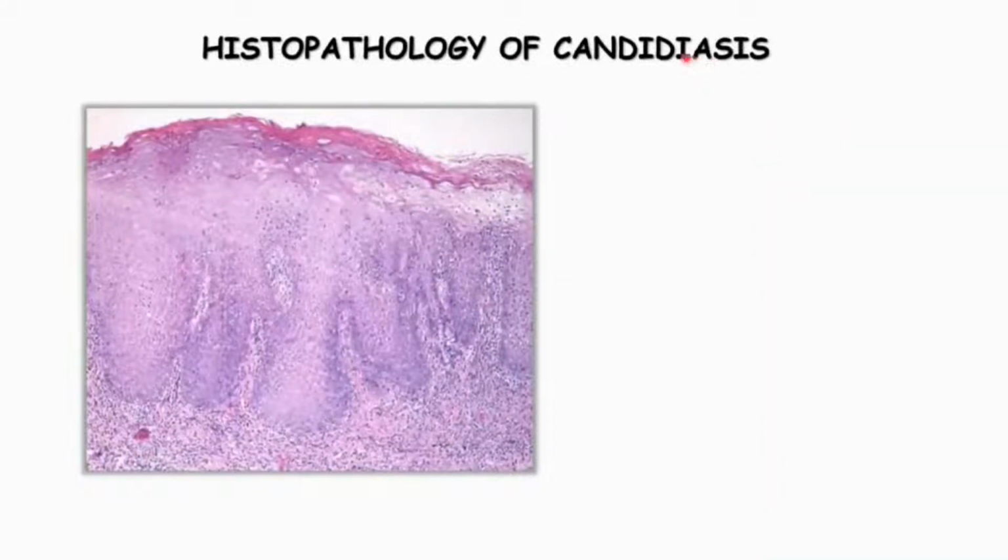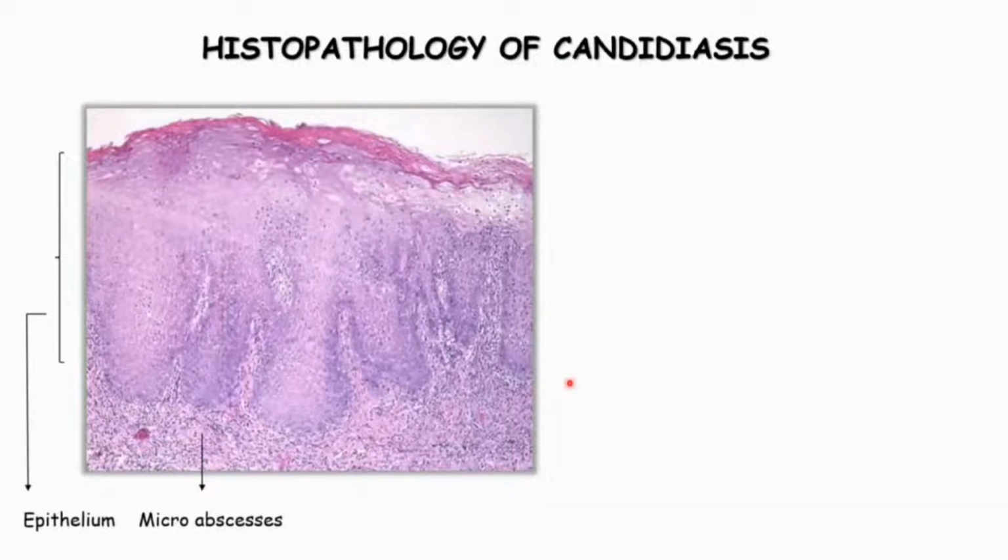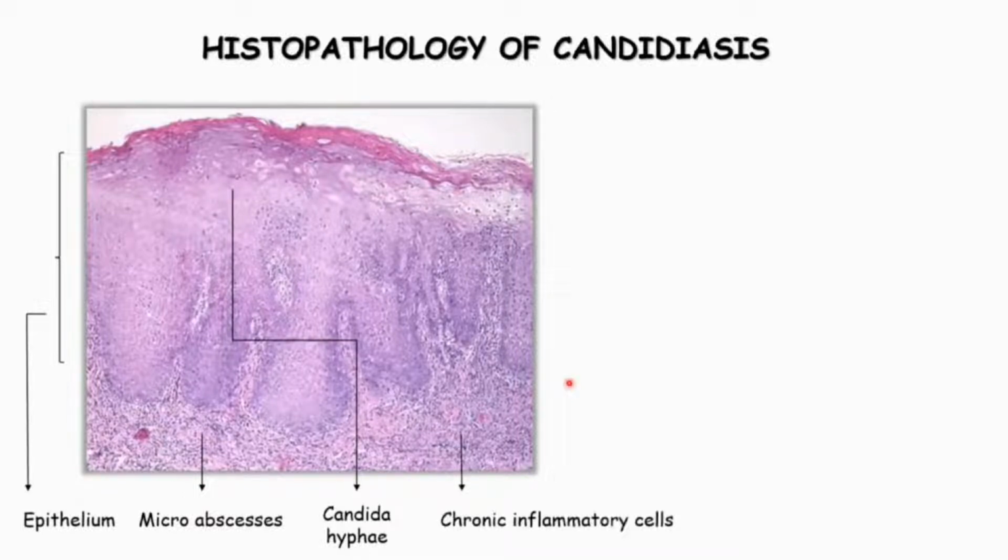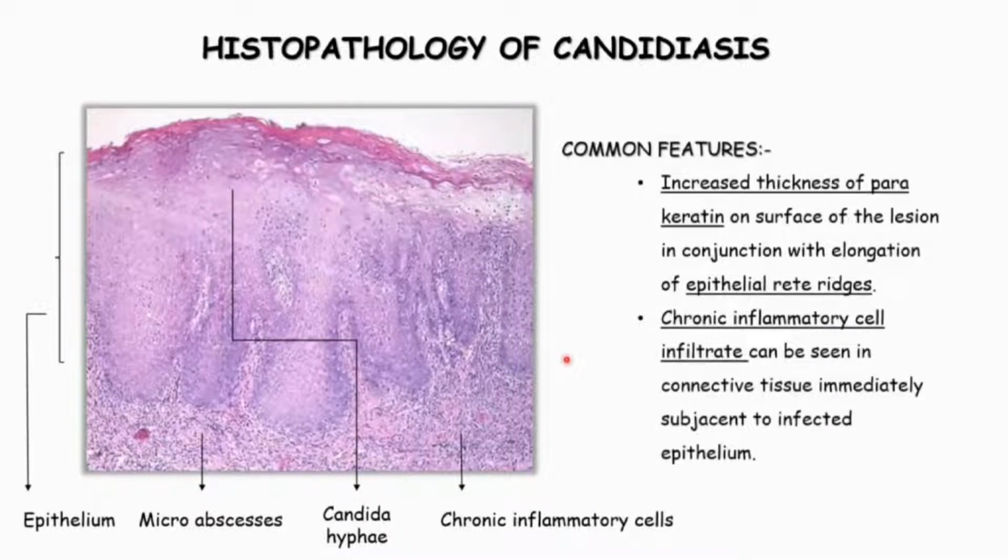Histopathology of Candidiasis. Candidal organisms can be seen microscopically either in exfoliative cytologic preparations or in tissue sections obtained from biopsy specimens. The histopathological pattern of oral candidiasis may vary slightly depending on the clinical form of the infection, but they share a few common features.